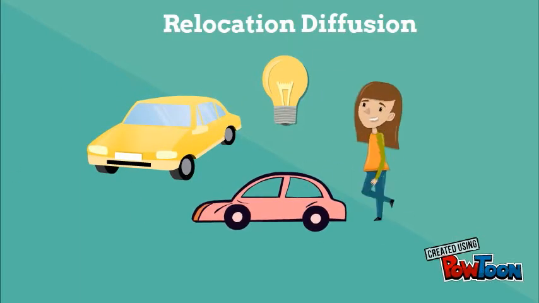The first type of diffusion is relocation diffusion. Relocation diffusion is the bringing of new ideas and cultures to an area from another group of people through physical movement. This movement can be through cars, trains, boats, or even someone just walking to a new place and sharing their ideas.